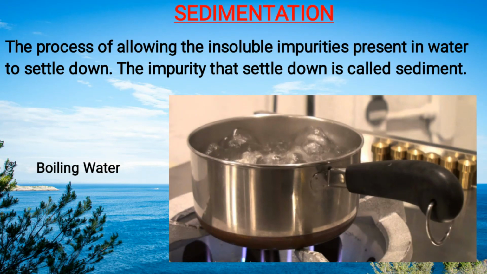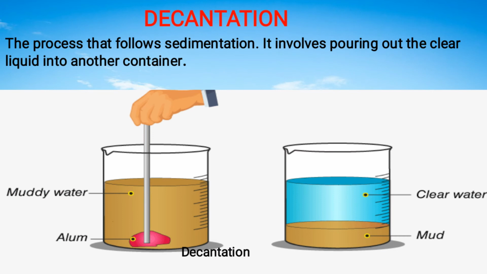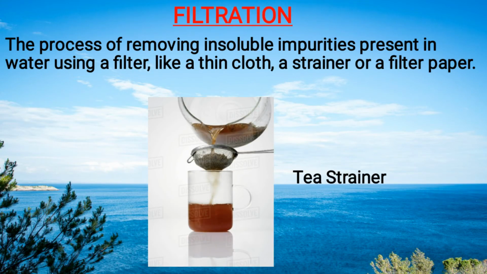Sedimentation is the process of settling down the impurities at the bottom of the container, and decantation is the process of pouring out the clear water into another container. Filtration is the process of removing impurities by using a filter like a thin cloth, strainer, or a filter paper.